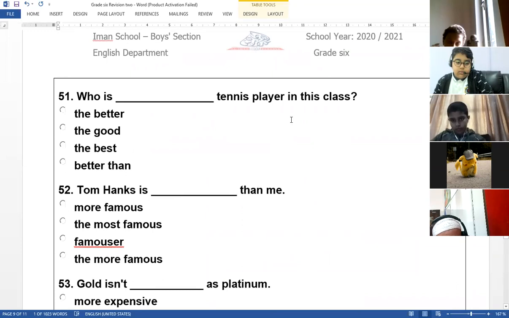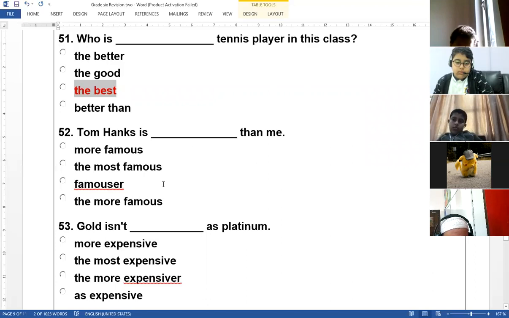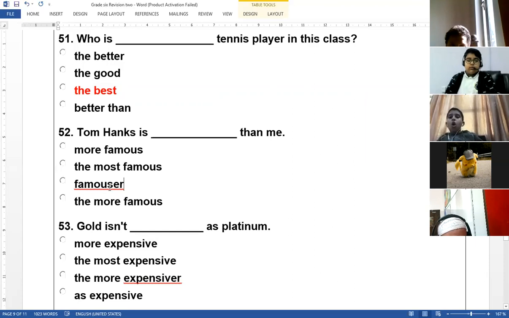Who is the best tennis player in this class? I want someone who is better than all the class. Who is the best? Excellent. Tom Hanks, this is the name, is more famous than me. Famous is a long adjective. Can I say the more famous?